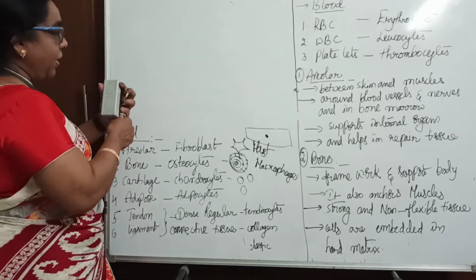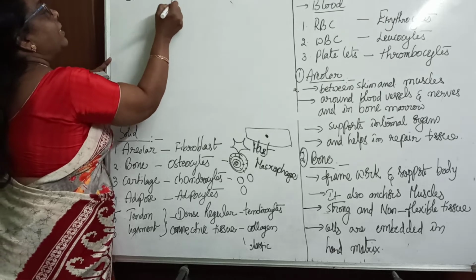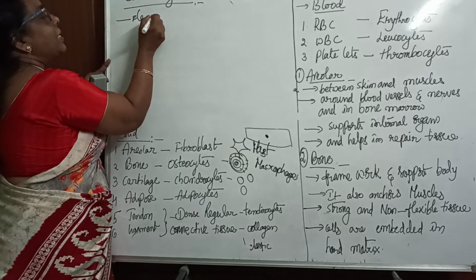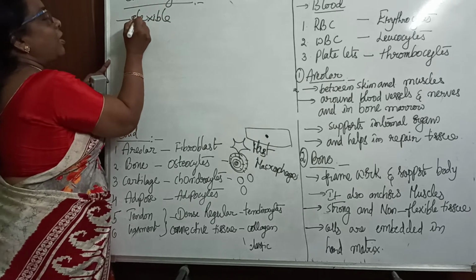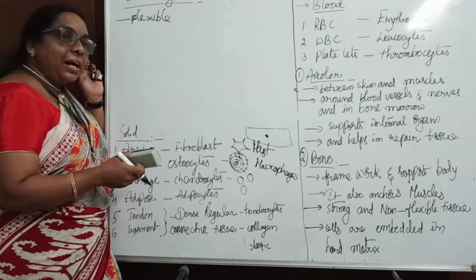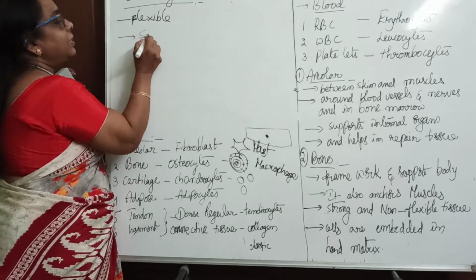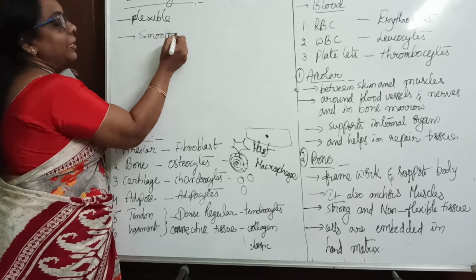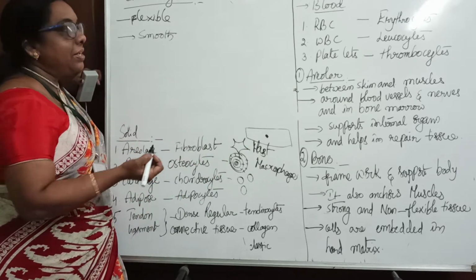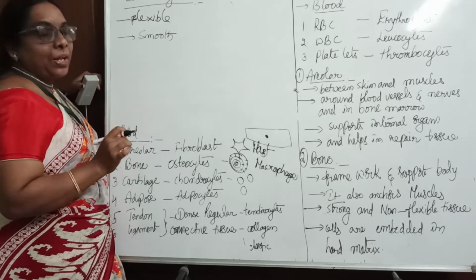The third type of tissue is cartilage. When you come to cartilage, it is a flexible tissue. There is a short note in between bone and cartilage. Just now I said the bone is a hard tissue, and cartilage is a smooth tissue. Bone is a non-flexible tissue; we cannot bend it. But cartilage is a flexible tissue. Easily it bends.